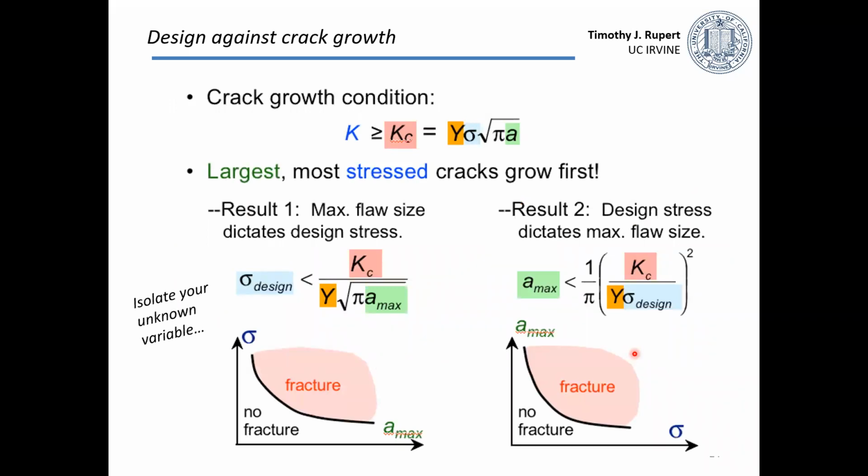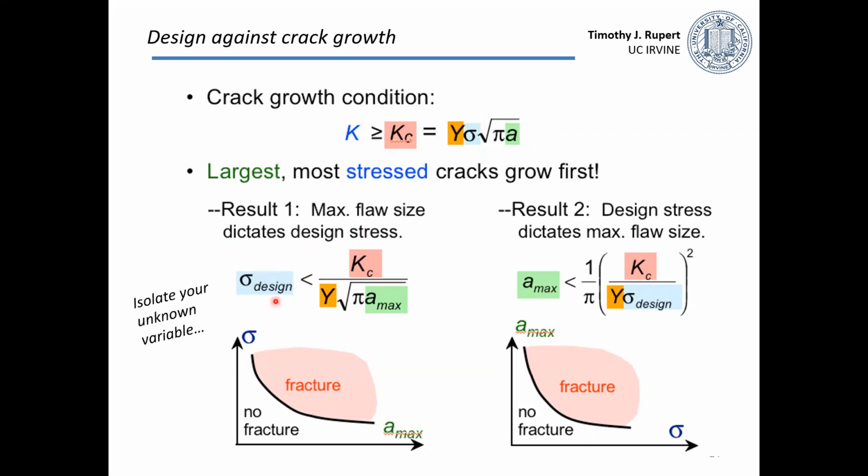So again, if we're trying to design against crack growth, we really need to think about that fracture toughness of our material. And what we want to do is ensure that the stress intensity factor felt near those crack tips is below the fracture toughness, because when it gets to that value, our material will start to break. Okay, this tells us that the largest, most stressed cracks grow first. So if you want to think about it in terms of engineering design, we can have a few different types of things. If we know our max flaw size inside of our material, that can dictate what stress we design this component to be able to feel.